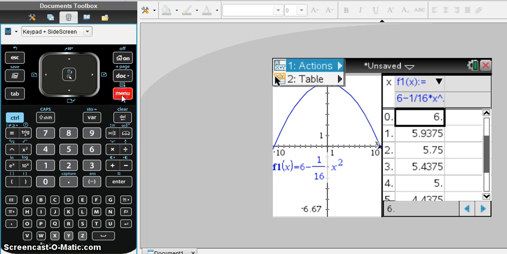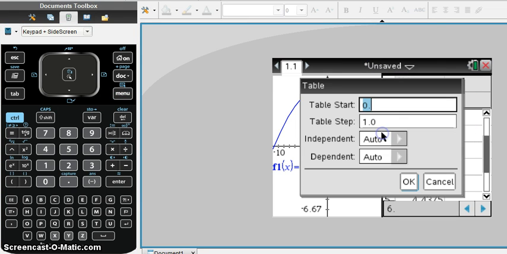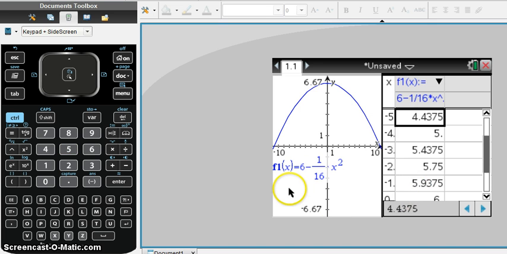Okay, press Menu, Table, Edit Settings. And you want your table to start at -5, and it's going to go up by increments of 1. So you can leave the table step at 1.0. And then everything else can stay the same. Just click OK or enter on your calculator. Okay, now let's look at that table. Your table should look like mine. So at -5, you should have 4.4375. At -4, you should have 5.